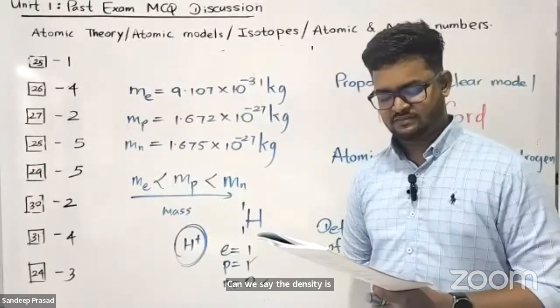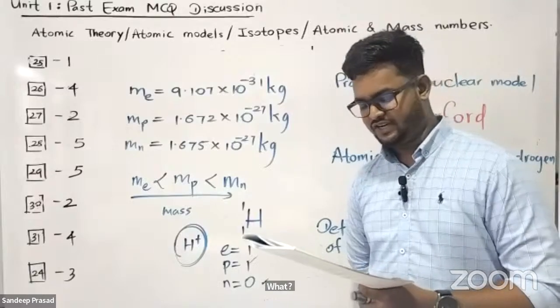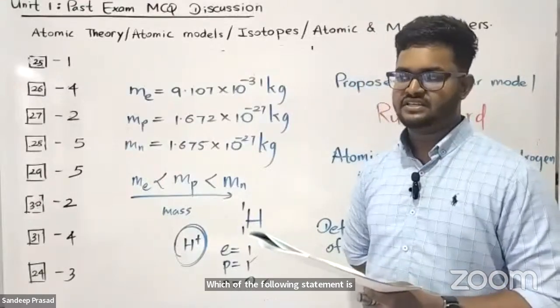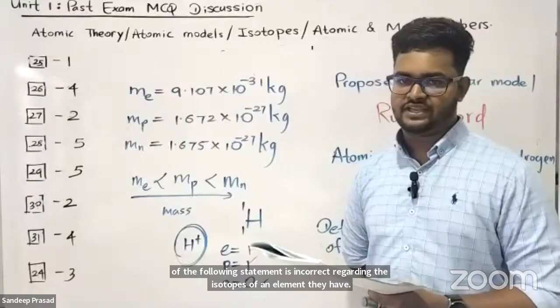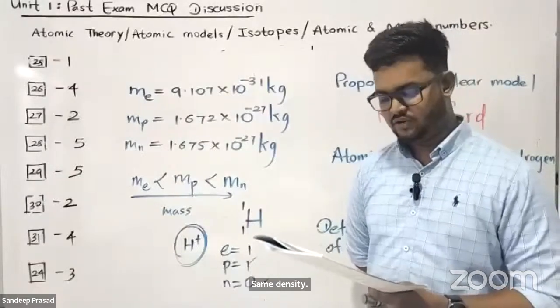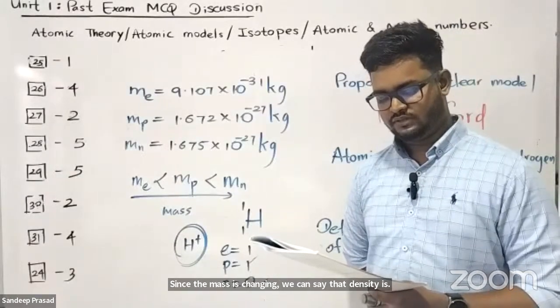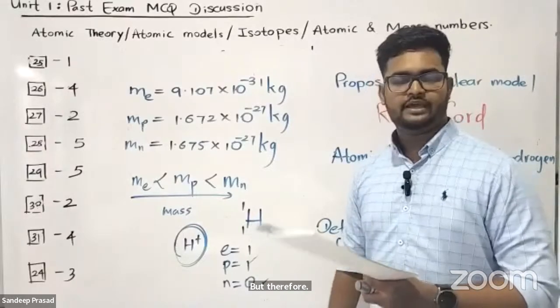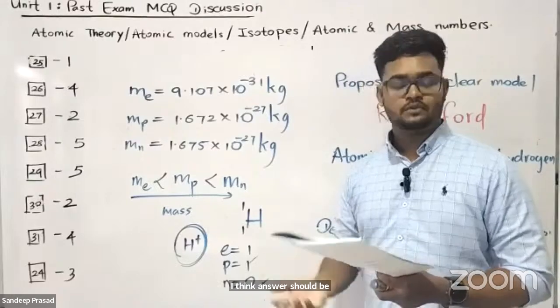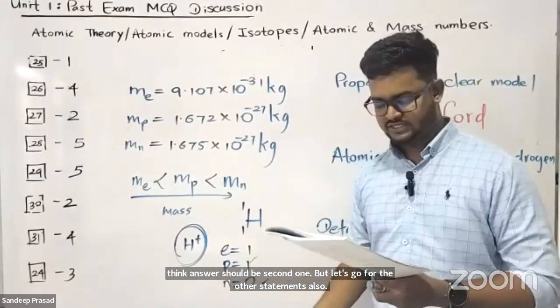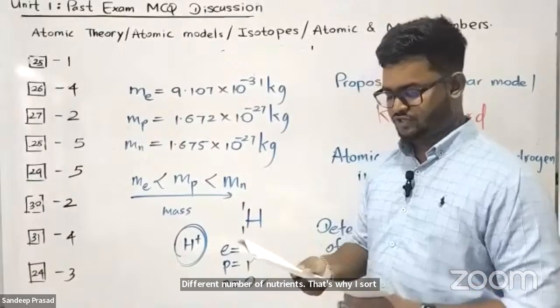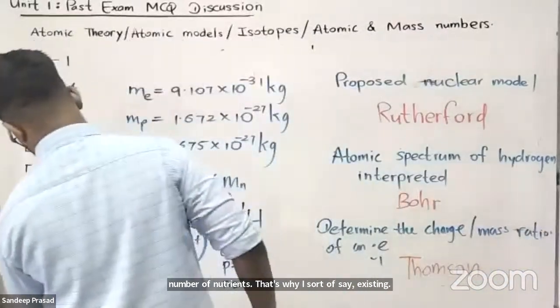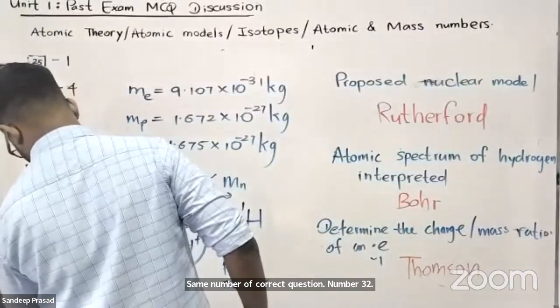Which of the following statements is incorrect regarding the isotopes of an element? They have same density. Since the mass is changing, we can say that density is changing, no? So therefore, I think answer should be second one. But let's go for the other statements also. Similar chemical properties, correct. Different number of neutrons, that's why isotopes are existing. Same number of protons, yeah, correct. Question number 32, answer is second. Very easy.